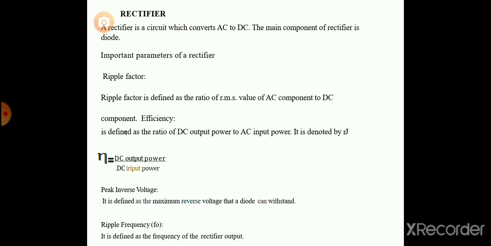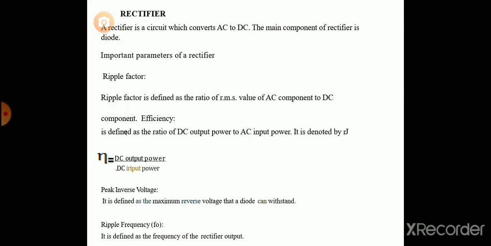The DC efficiency of a rectifier is given by DC output power divided by AC input power. There is a small correction, you have to correct it. Then one more definition, peak inverse voltage. It is defined as the maximum reverse voltage that a diode can withstand. It is called peak inverse voltage.